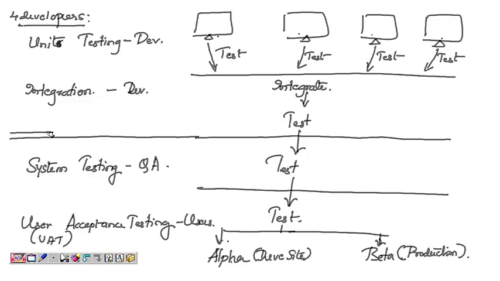Okay, one more concept I will add here. Since the program is involved here and the developers are doing the testing, this kind of testing is called white box testing. Okay, what is it called? White box testing, because the program is visible here. The testing is done on the programs here. That is the reason we call it white box testing.